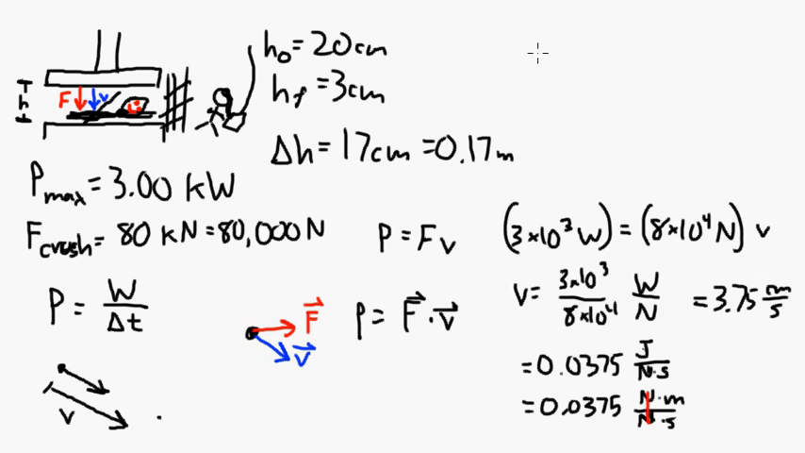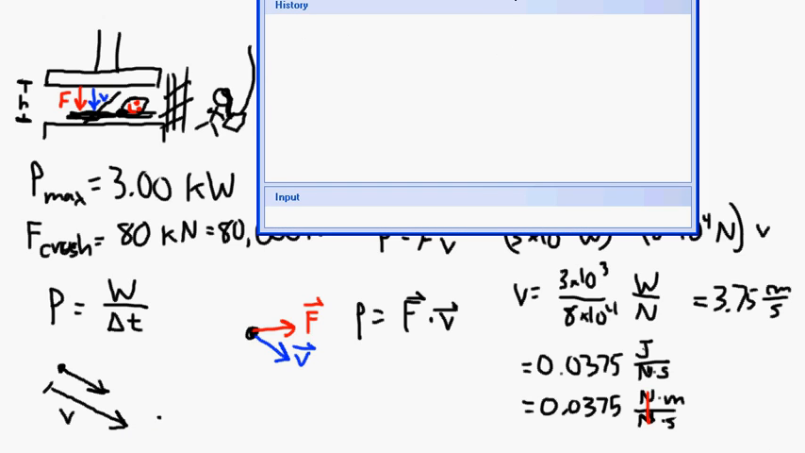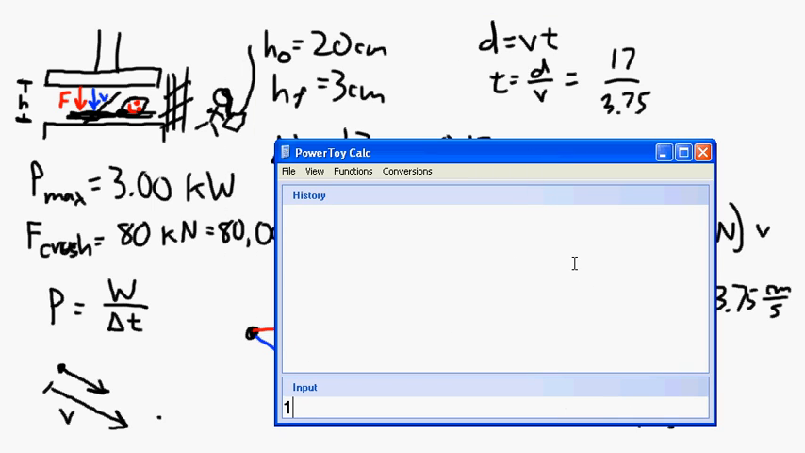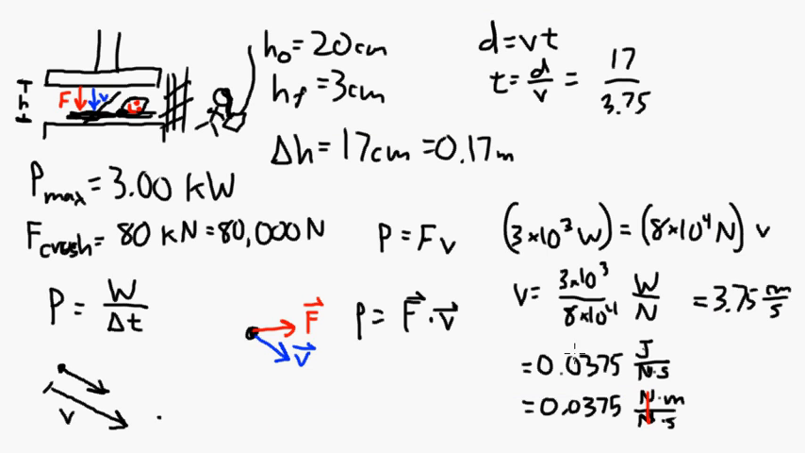So we use the old distance equals v times time, or time equals distance divided by v. We get 17 centimeters divided by 3.75. Plugging that into our calculator, 17 divided by 3.75 gives us 4.5 seconds. So the answer there is 4.5 seconds.